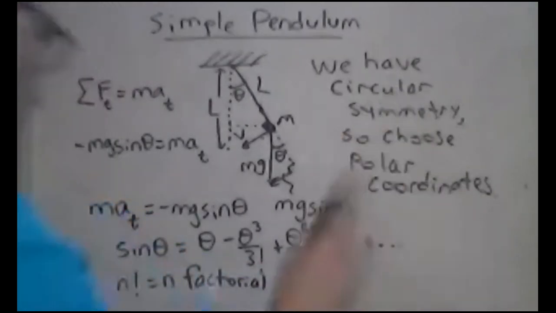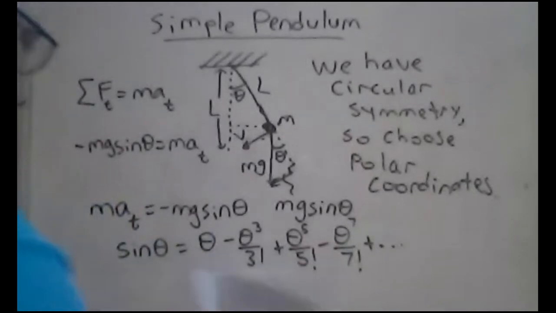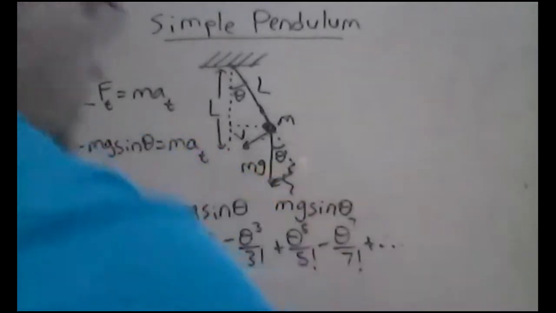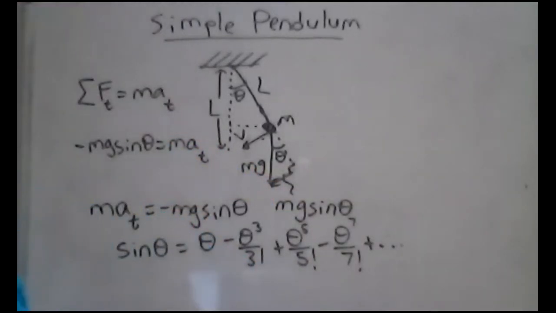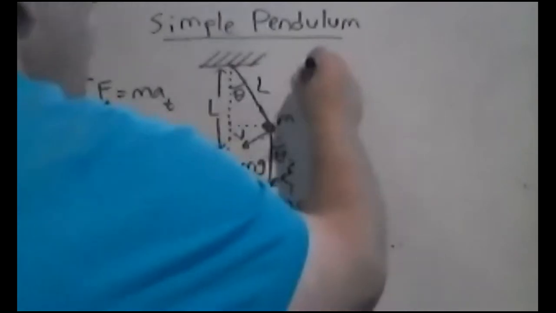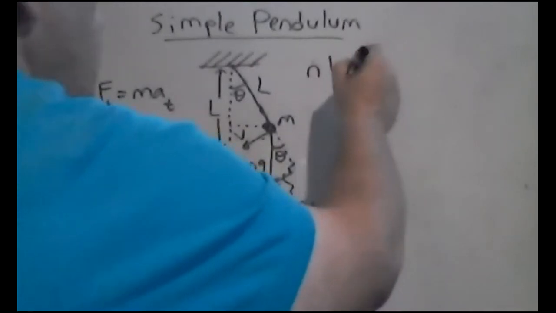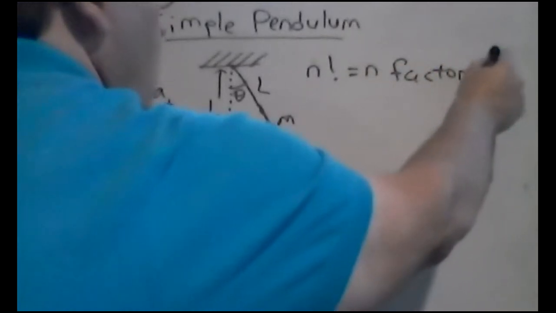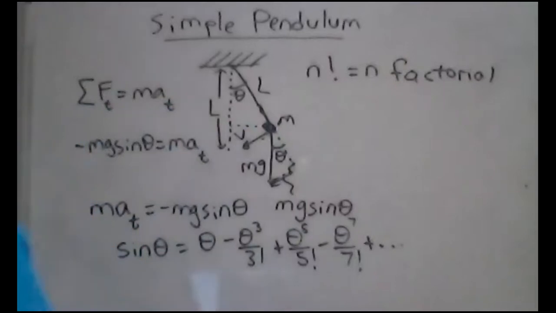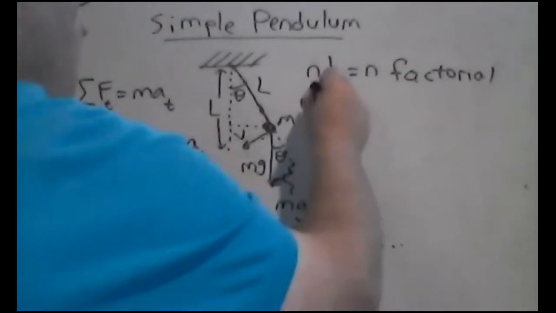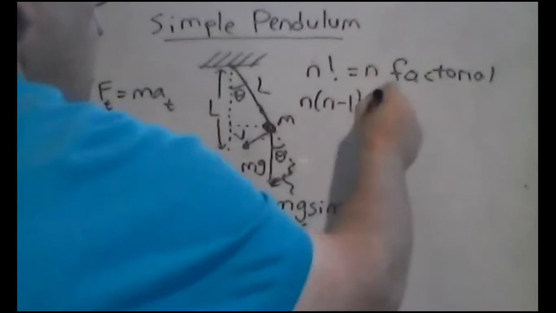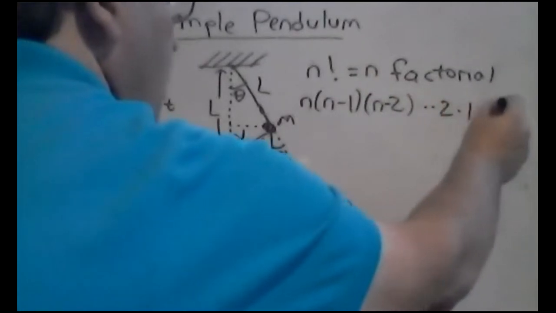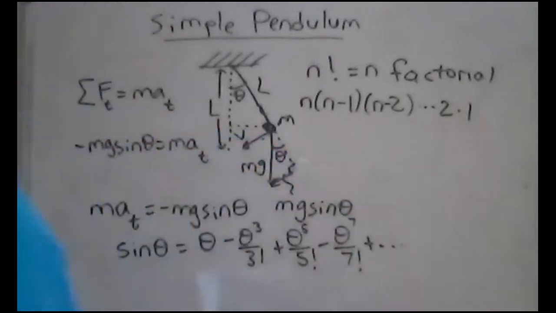Let me write this up here. If you haven't seen this before, this is one of the fastest growing functions in all of mathematics. I put an exclamation mark after something, it's called n factorial. How do you calculate that? You take n times n minus 1 times n minus 2 all the way to 2 times 1. That's n factorial.